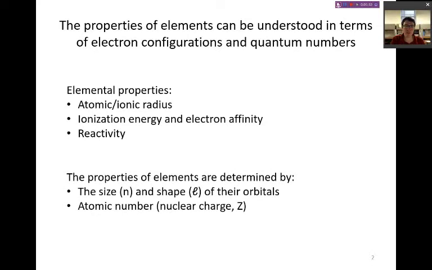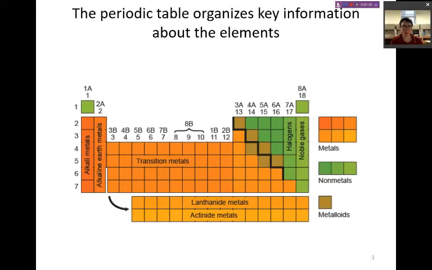Ultimately, reactivity as a whole is what we care about in terms of chemistry. And the quantum numbers, the principal quantum number and the L quantum number, the size and the shape of orbitals, are going to affect the periodic properties. The atomic number also affects periodic properties, and so we're going to explore how this is the case. Let's remind ourselves a little bit about the organization of the periodic table before we do so.